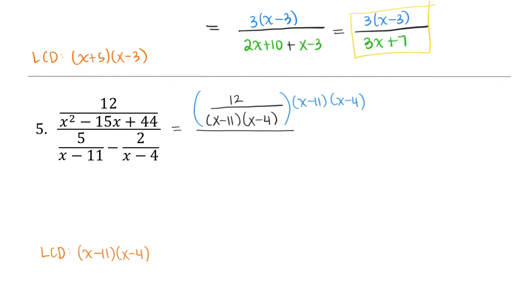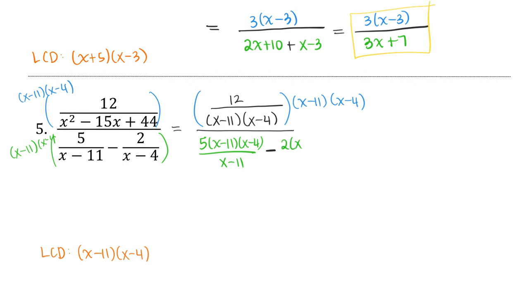And then I'm going to do the same thing on the other one. Actually, I should have put that here too. Bottom, x minus 11, x minus 4. I'm going to write it out. So the first one I did 5 times x minus 11 times x minus 4, but it's over x minus 11, minus. Now I'm going to do 2 times x minus 11 and x minus 4. But it's over x minus 4.